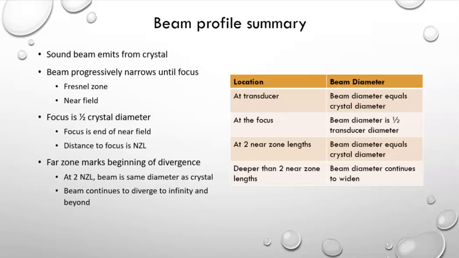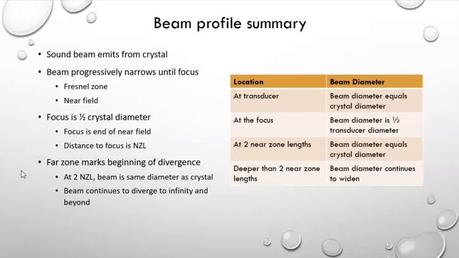So, summarizing all of this, the sound beam is emitted from the crystal. It progressively narrows until it gets to the focus. This is known as the Fresnel zone or the near zone. The focus is 1/2 the crystal diameter. The focus marks the end of the near zone, and the distance from the transducer to the focus is known as the near zone length, or NZL, near zone length.